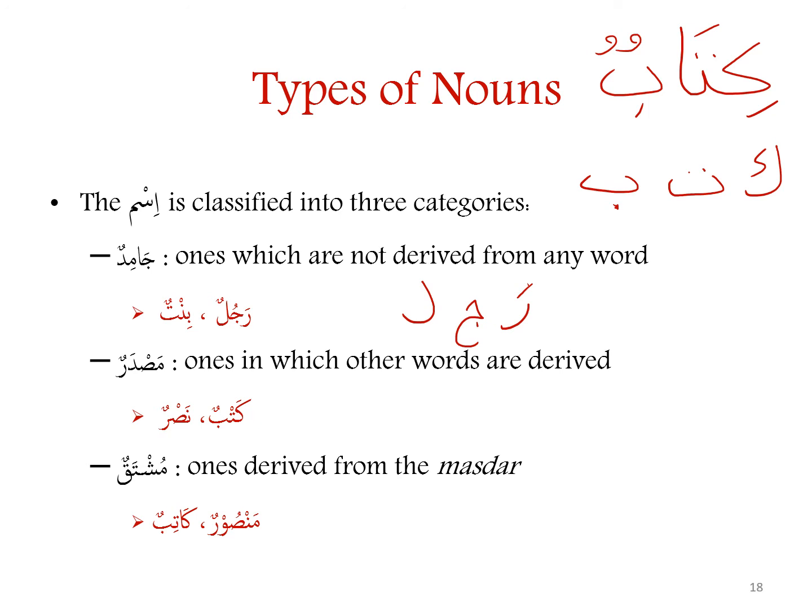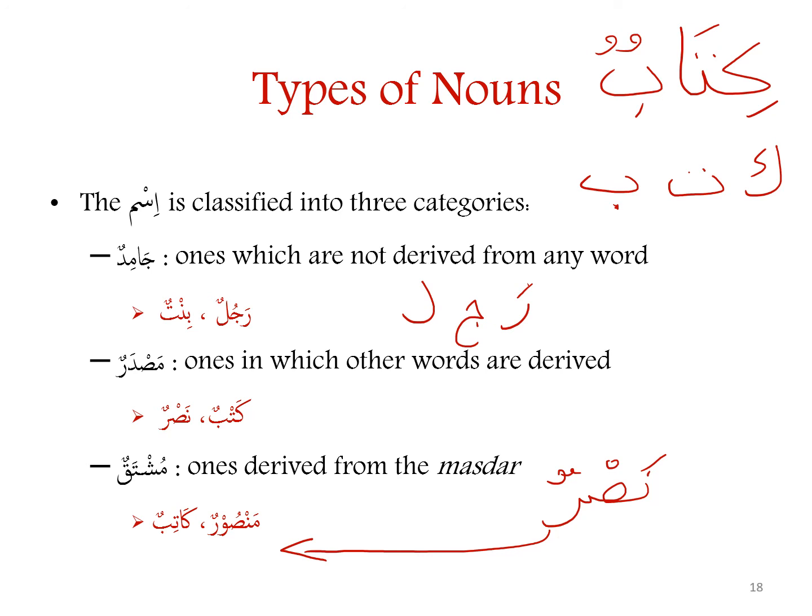And then we have mushtaq, which means ones derived from the masdar. So if we have nasrun, this is the masdar. From this we can derive words like this, which is mushtaq, the derived word mansur. So we can still see the nun, sad, and ra there. So nasrun means, it's the masdar meaning, like the helping, the assistance, the supporting. Mansur means the one helped or assisted or supported.